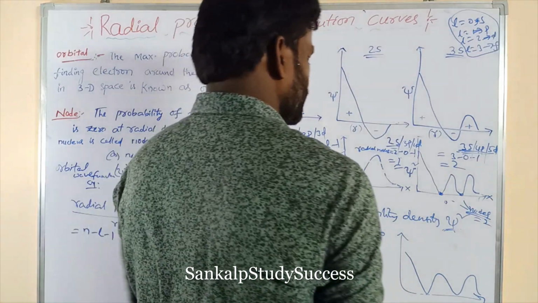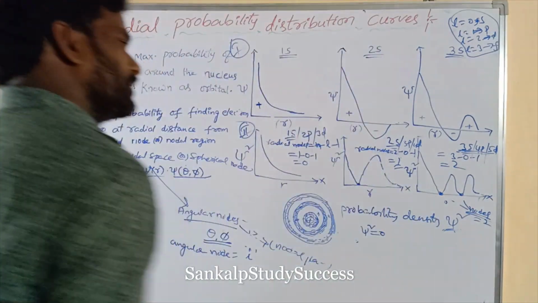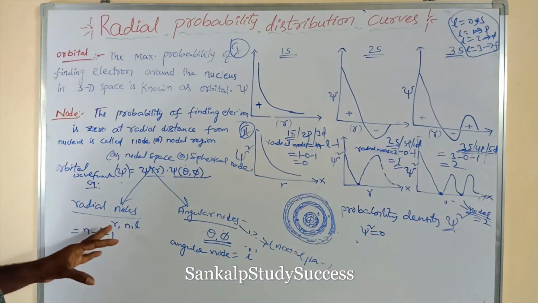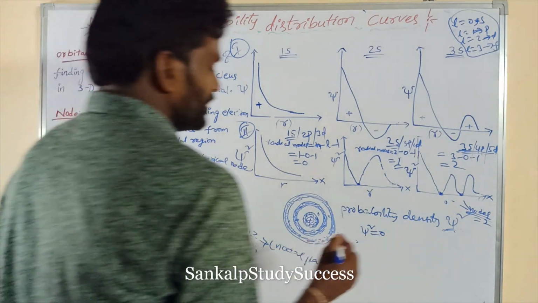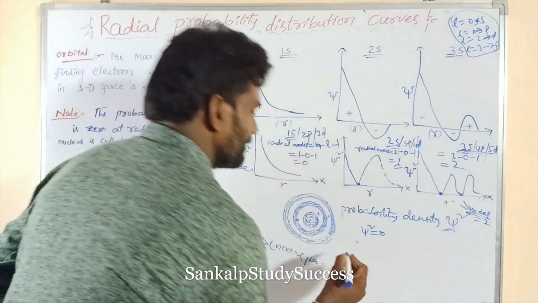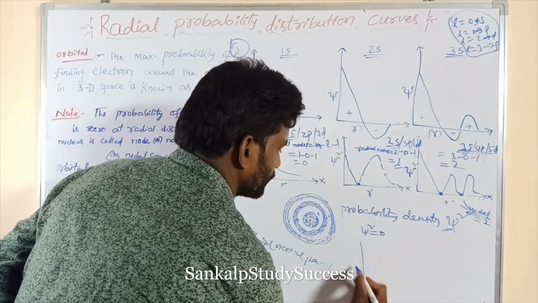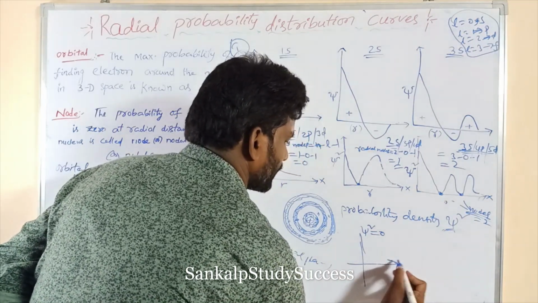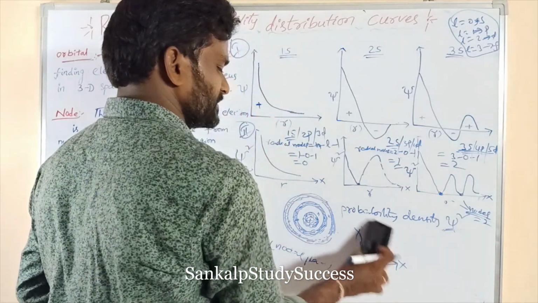Right. So we know radial nodes and angular nodes. What are angular nodes? Listen to me. Now we can take a p orbital. The p orbital is present in dumbbell shape. Suppose this is the x axis, this is the y axis.